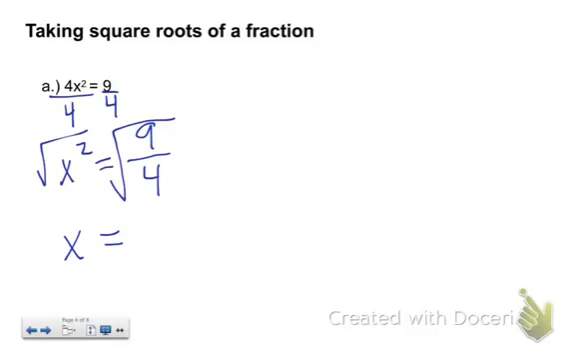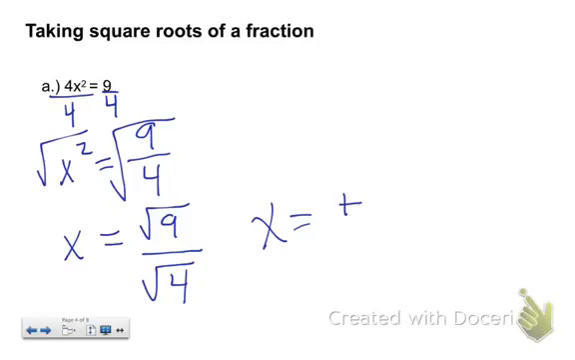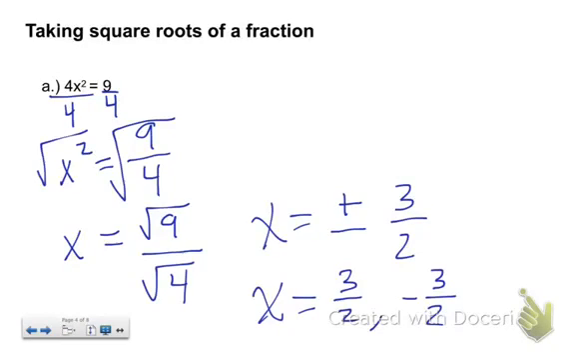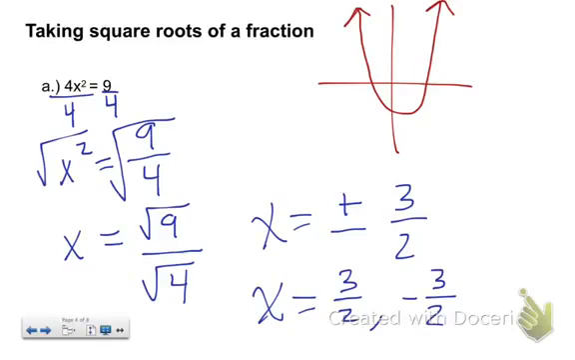And then this I can actually break up. So the square root of 9 over 4 is the same thing as the square root of 9 over the square root of 4. So keeping in mind that I'm going to have a positive and a negative solution for these, the square root of 9 is 3 and the square root of 4 is 2. So now I have that x is equal to positive 3 over 2 and negative 3 over 2. So keep in mind that if this were on the graph, that would just mean that it's going to cross the x-axis at positive 1.5 and negative 1.5.